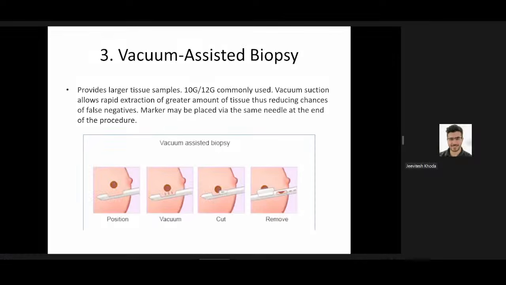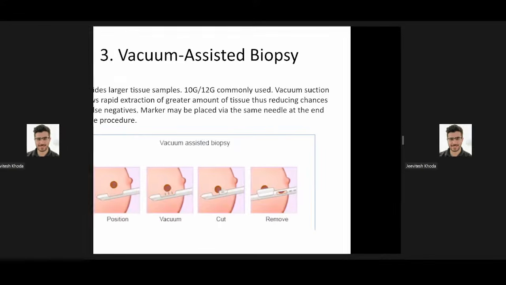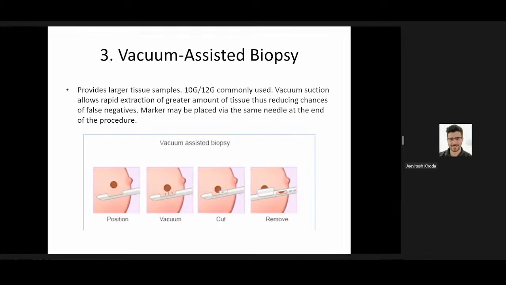As it goes with all biopsy, the larger gauge you use, your accuracy will keep going up. Even 7 gauge systems are there, but at some point the risk of injuries is more, and there's enough data to show that even with 10 gauge, you get a good amount of accuracy, and going beyond that does not provide any additional benefit in your sensitivity and specificity.